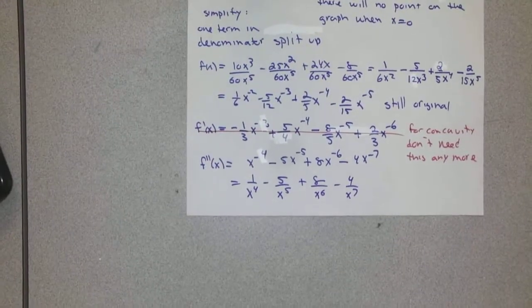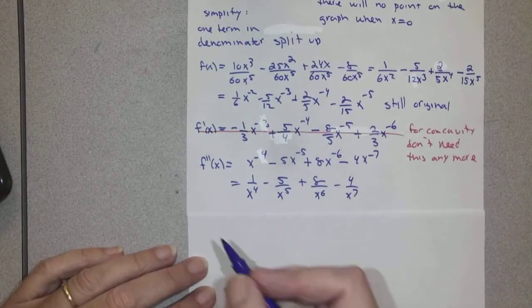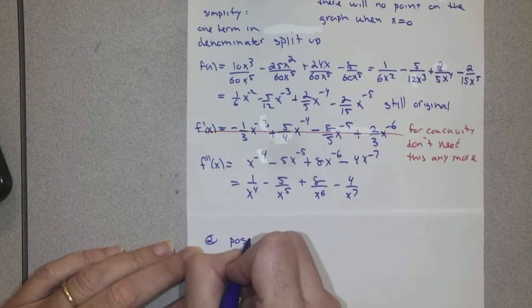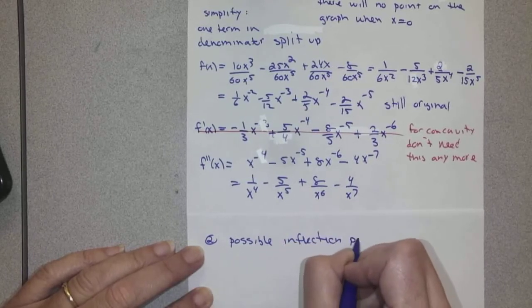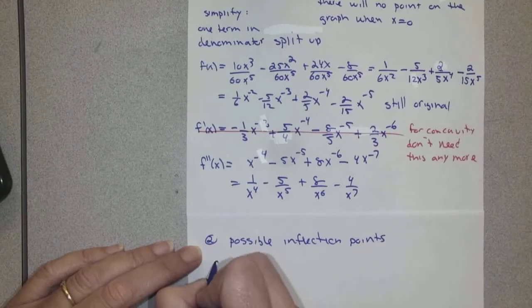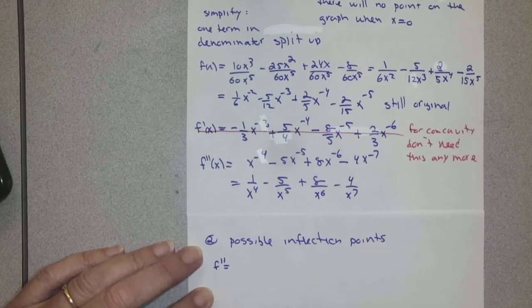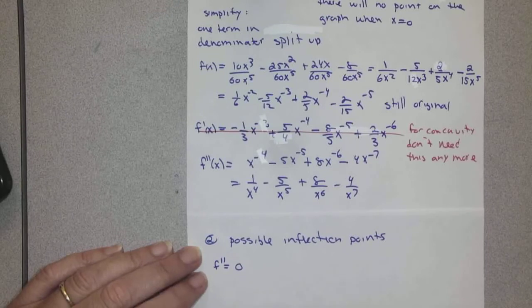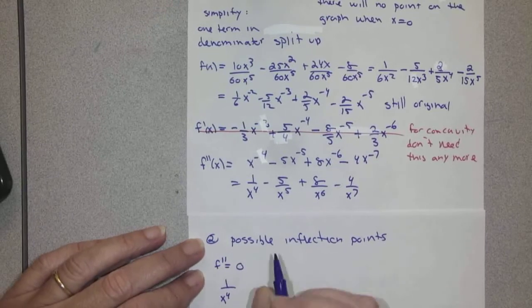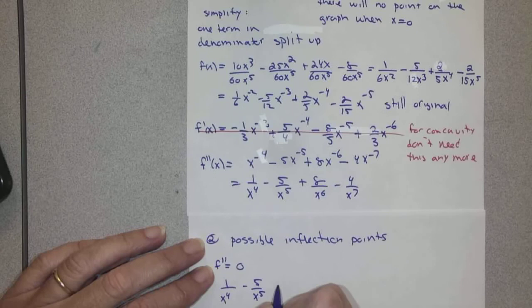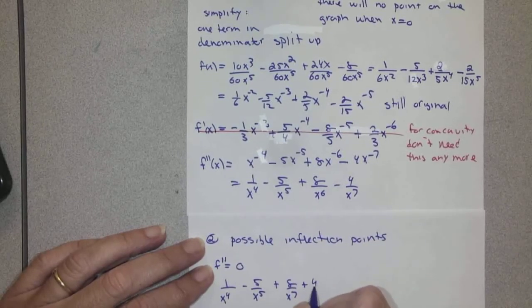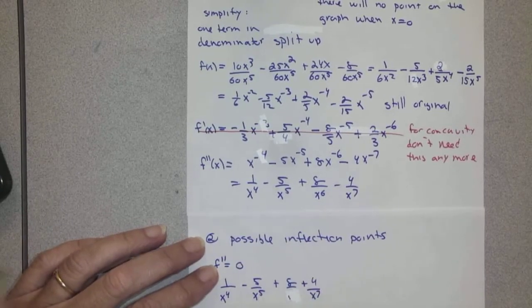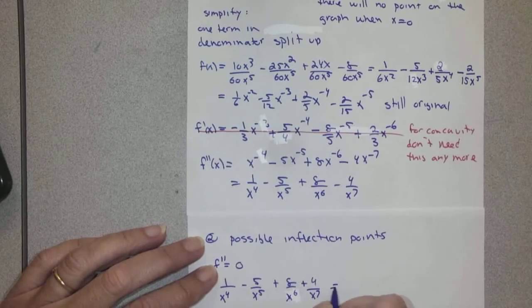Now I'm going to find my possible inflection points. So step 2, possible inflection points. Set the second derivative equal to 0 and solve. So 1 over x to the 4th minus 5 over x to the 5th plus 8 over x to the 6th minus 4 over x to the 7th. Made a little typo there. Equals 0.